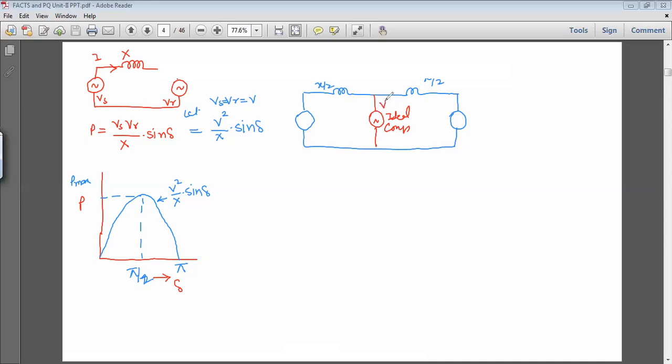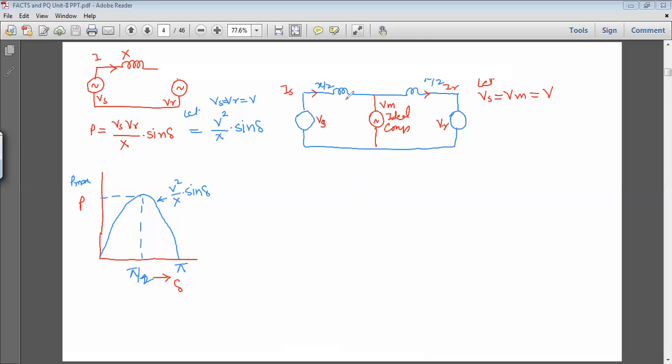Now at this point, the voltage is Vm. This voltage is Vs, the sending end voltage, and this is Vr. The current will remain the same, no doubt, but we can say this is Is and this is Ir from the receiving end. So we will consider the current to be the same. Vs is equal to Vm is equal to V, some voltage V.